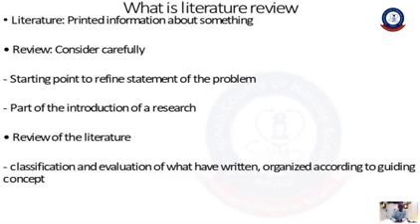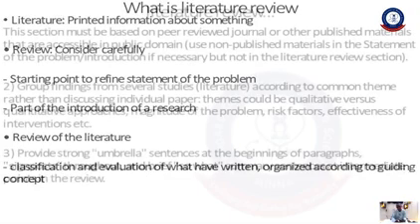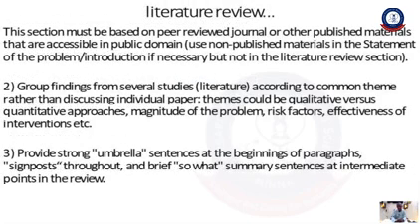Continuation of literature review. This section must be based on peer-reviewed journals or other published material that are accessible in public domain. These literature reviews are accessible. They are not something hidden. They must be for public consumption. Use non-published material in the statement of problem, introduction, if necessary, but not in the literature review section. You must ensure that that work is published. If it is not published, you cannot use it. But you can use the unpublished or non-published material in a statement of problem or in your introduction. But as far as literature review, it must be a published material for you to review and make your findings known.